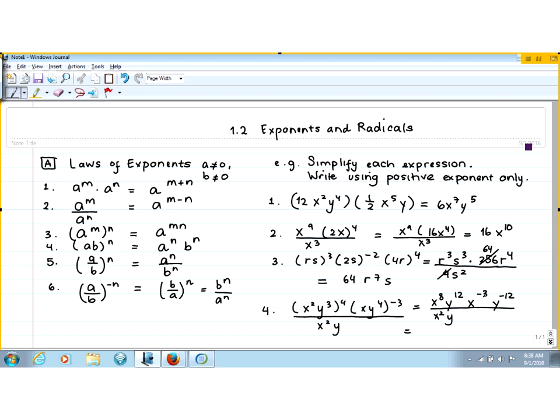8 minus 3, what is 8 minus 3? 5 minus 2. 5 minus 2 is 3. So x cubed. What about the y? Oh, the y cancel. And then what is this then? Y to the what? -1, or I have to put the y below. Yeah?